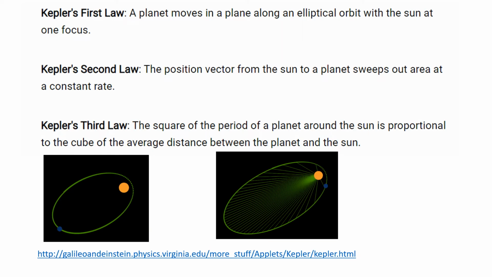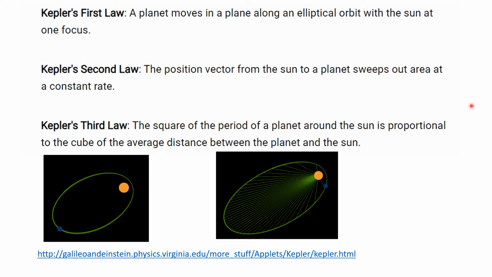So we're going to be talking about Kepler's laws. Kepler's first law can be stated: a planet moves in a plane, and we will prove that, but we also prove that a planet moves in a plane along an elliptical orbit with the sun at one focus. That's called Kepler's first law. Kepler's second law states that the position vector from the sun to a planet sweeps out area at a constant rate. And Kepler's third law may be stated as: the square of the period of a planet around the sun is proportional to the cube of the average distance between the planet and the sun.